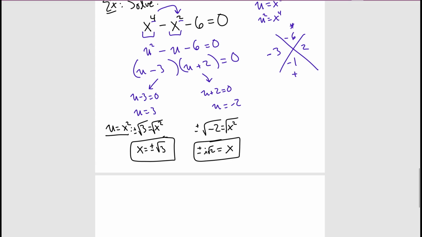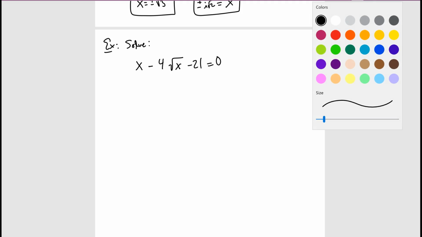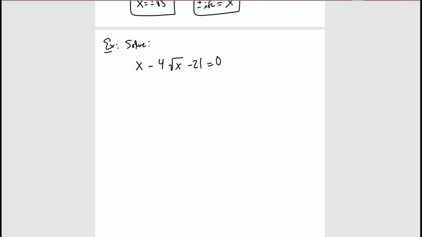Okay, so now let's try a couple more. So let's try this problem. Solve x minus 4 square root of x minus 21 equals 0. Okay, so first of all, does this look like I can reduce it as a quadratic? Well, let's take a look. One thing that you can do is rewrite this square root as a rational exponent, like x to the 1/2 minus 21 equals 0.